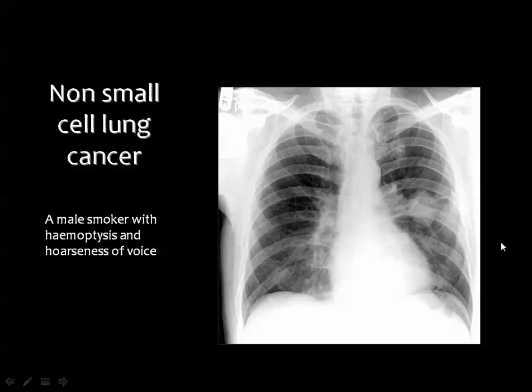This is the chest x-ray of a male smoker with hemoptysis and hoarseness of voice. In the left lung, mid-lung zone, you can see a well-defined lesion with a spiculated margin, and is suggestive of being a lung cancer or a bronchogenic carcinoma. It was proved to be a non-small cell lung cancer.